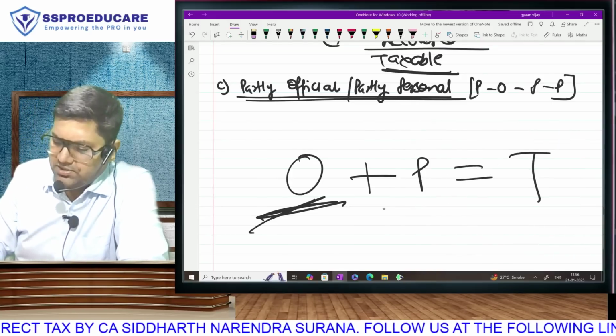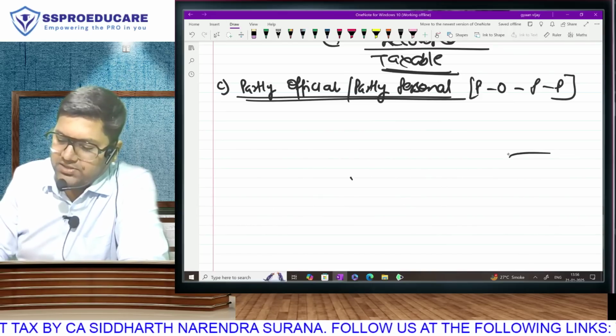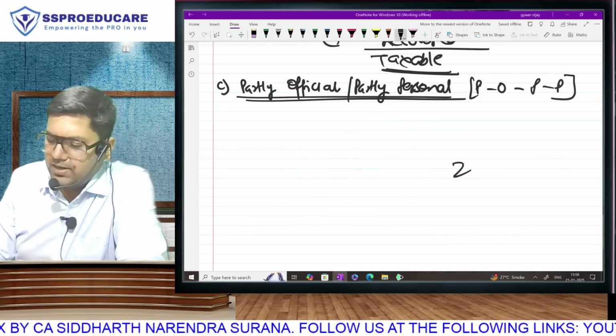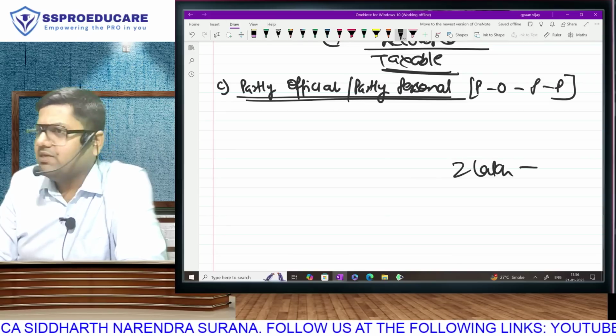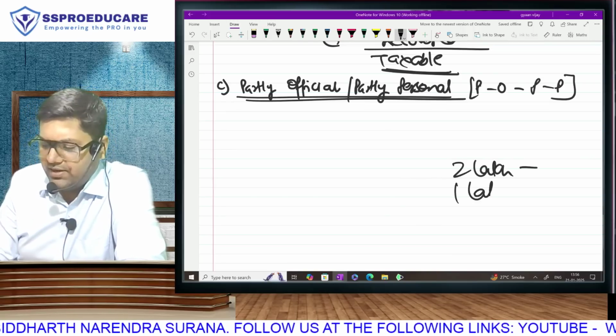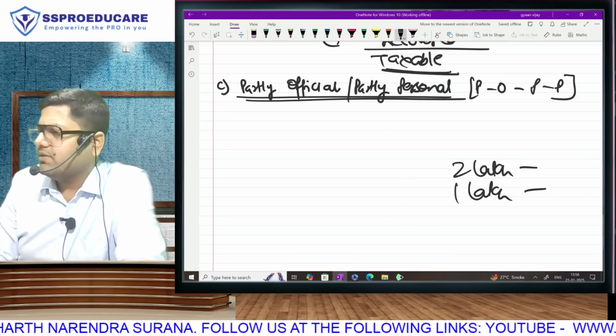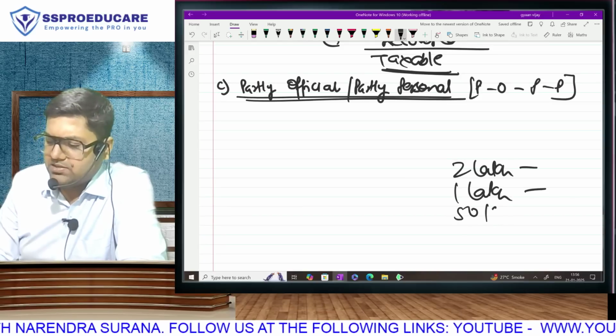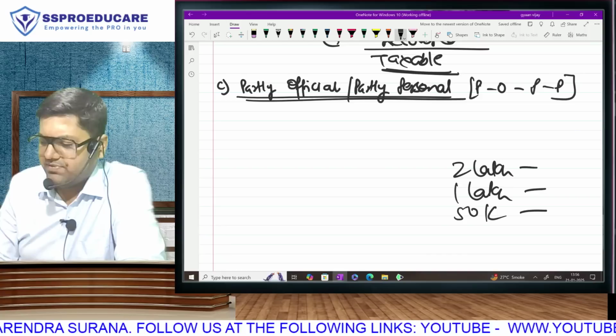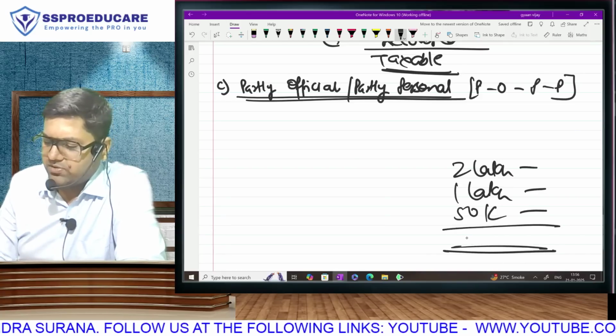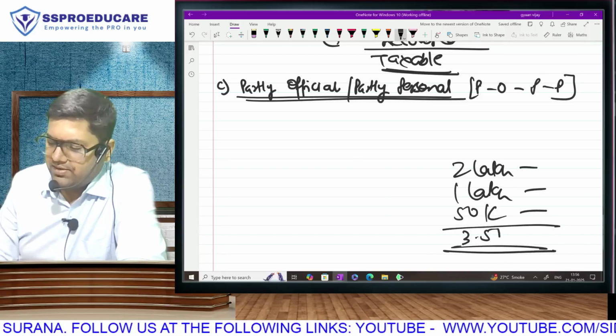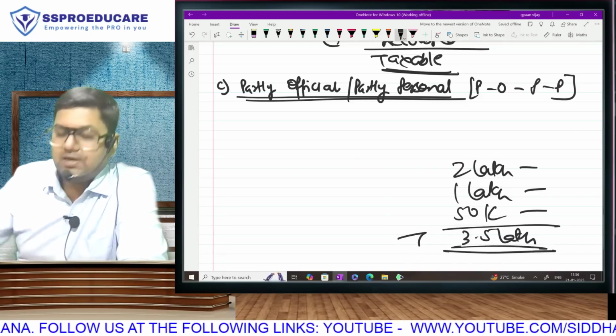To give you an example, supposing for the full year the boss has paid 2 lakh rupees as hire charges of the car. Full year 1 lakh rupees he has paid for fuel in the car. And say another 50,000 rupees he has paid for repair, maintenance, insurance, driver, etc. So his annual expense on the car is 3.5 lakh. This is the total expense.